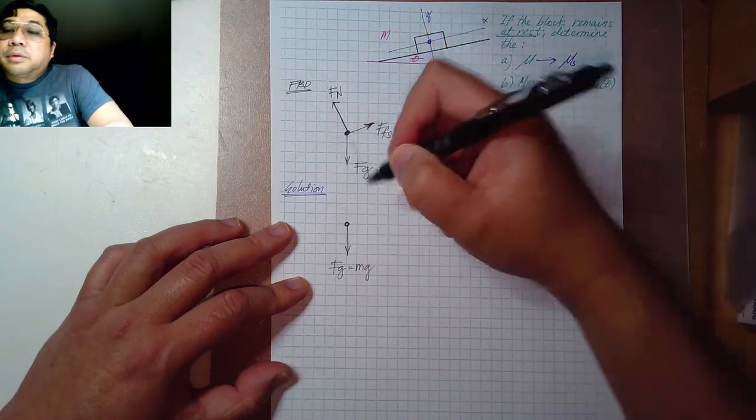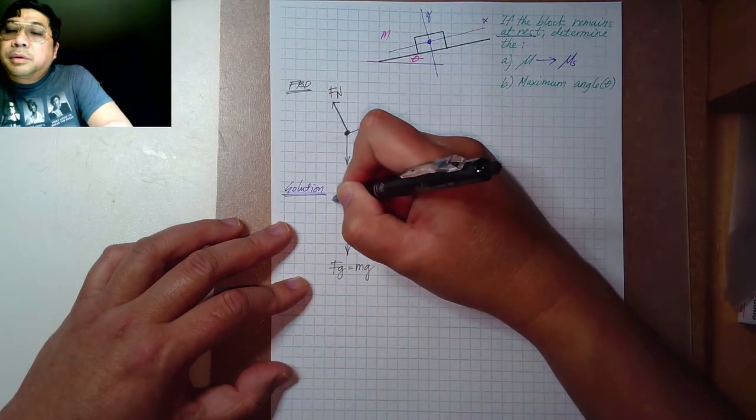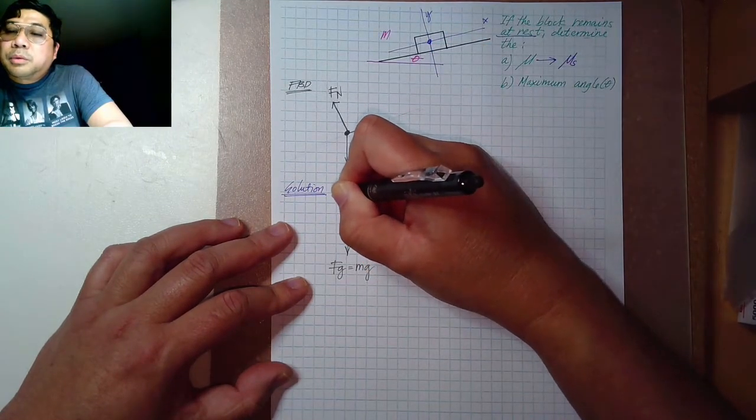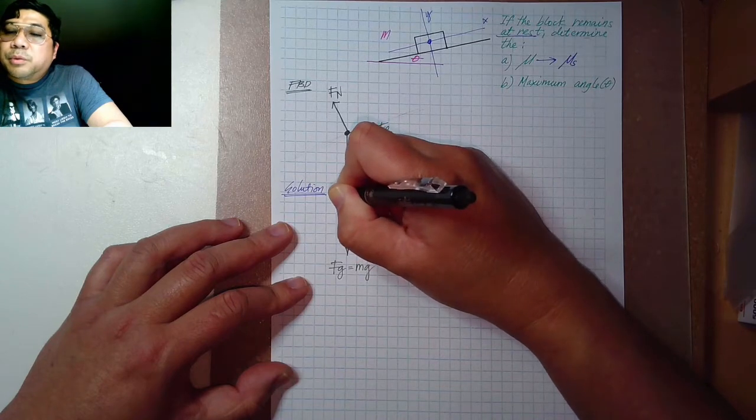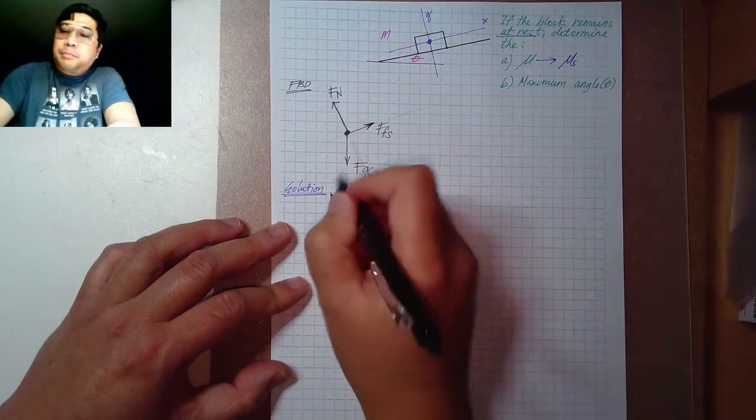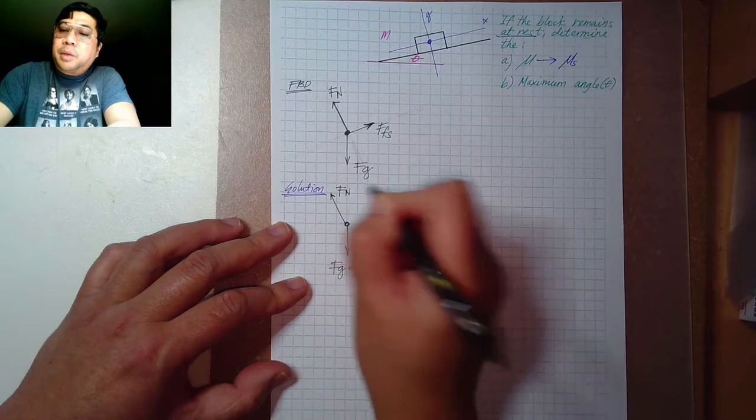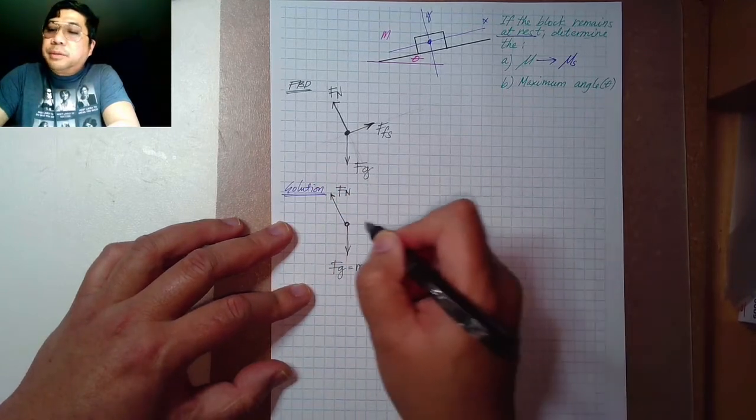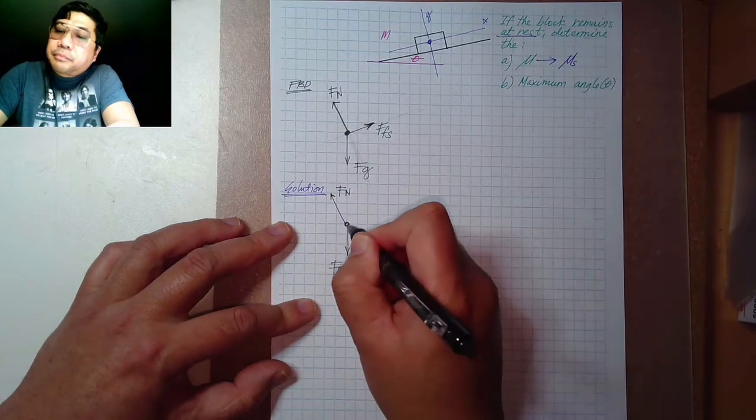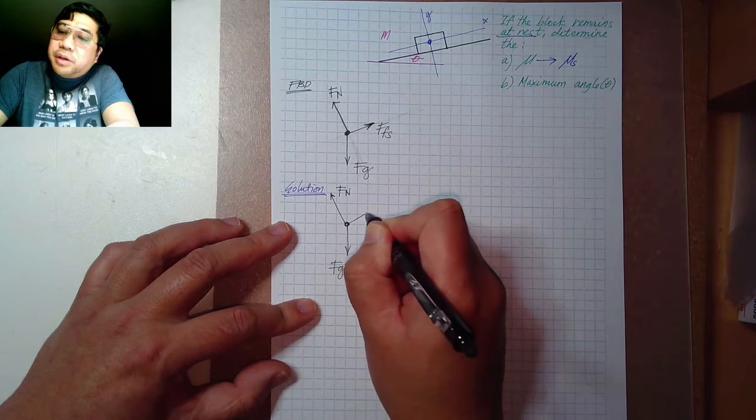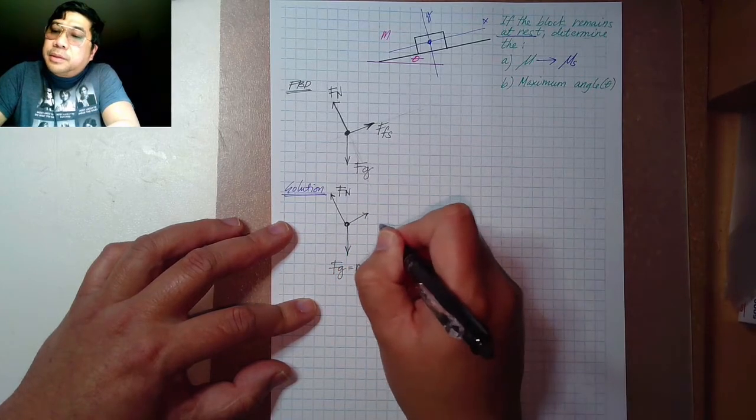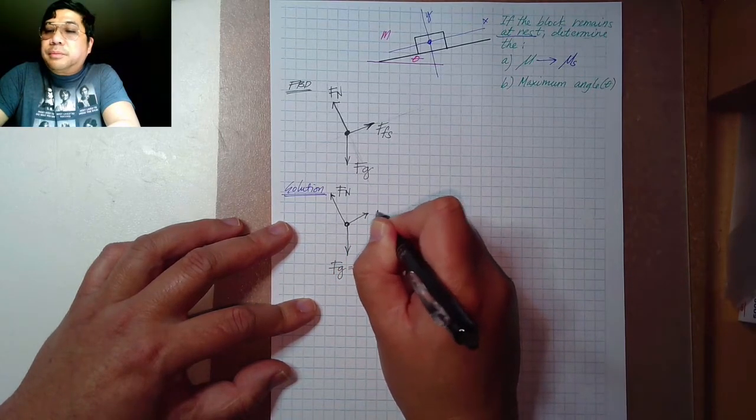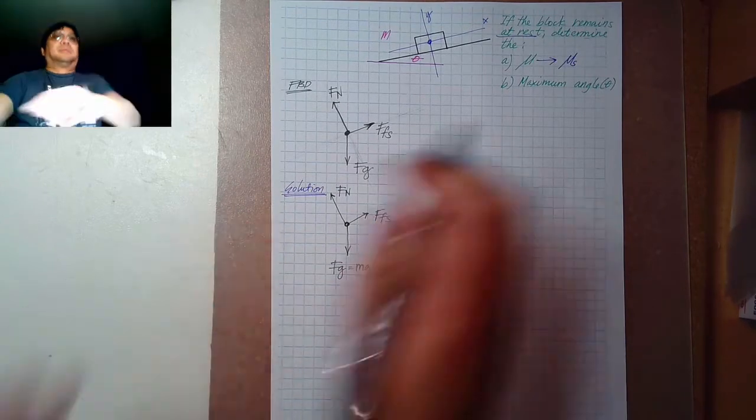Next is our normal force, which is somewhere here, Fn. And then we have our force of friction, which is somewhere here. So here's our normal force and the force of static friction.